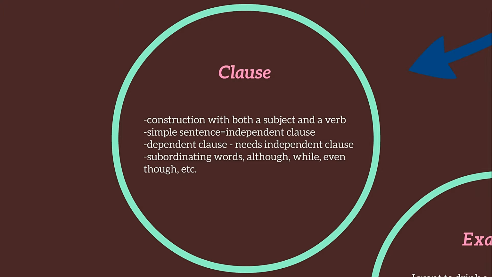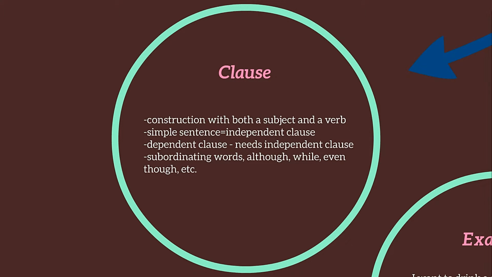A simple sentence and an independent clause are the exact same thing. An independent clause, as its name suggests, can stand by itself, independent and alone, and doesn't need anything else to make it a complete sentence. A dependent clause, on the other hand, is a clause, but isn't a complete sentence, so we have to attach it to an independent clause.